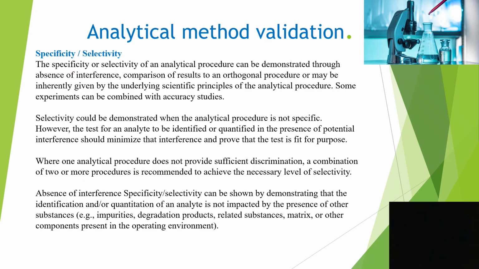Where one analytical procedure does not provide sufficient discrimination, a combination of two or more procedures is recommended to achieve the necessary level of selectivity. Absence of interference, specificity and selectivity can be shown by demonstrating that the identification and/or quantitation of an analyte is not impacted by the presence of other substances. That means, for example, an impurity or related substance is present.